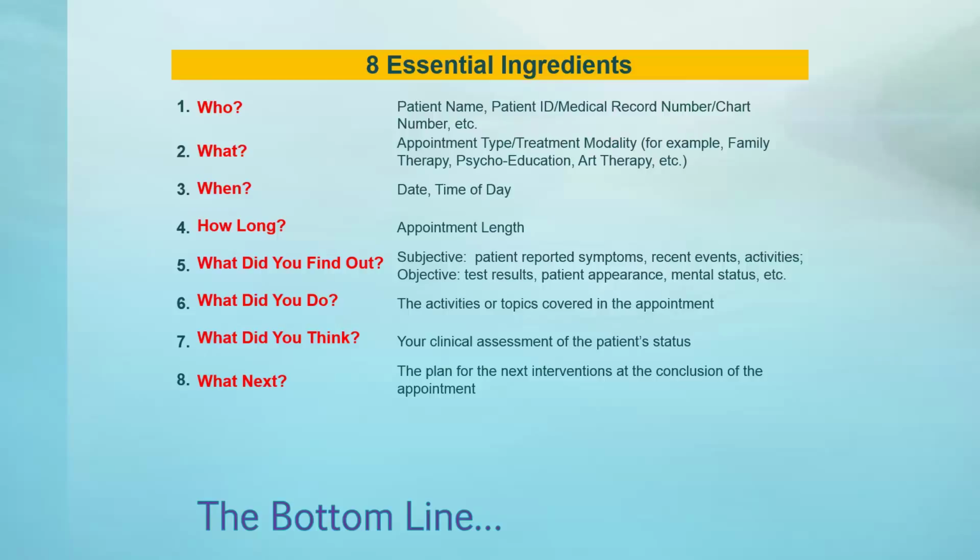As you can see, we're talking about who is the patient, what was the therapy type, when did treatment happen, how long did it last, what did you find out during therapy, what did you do during therapy, what did you think about the patient's progress based on what you learned in therapy, and what's next. All of these ingredients are usually found in popular formats such as SOAP, DART, and DAP.